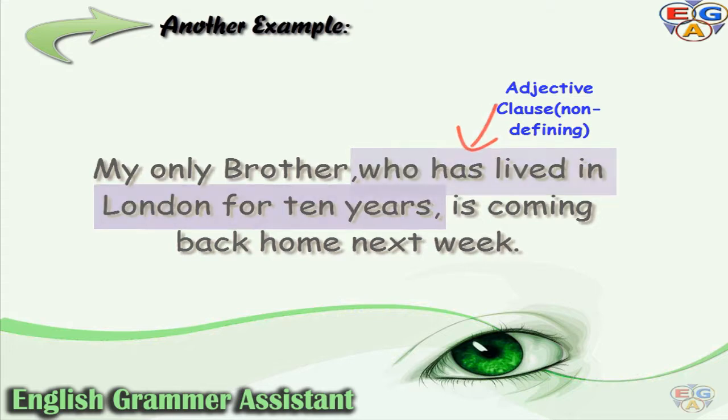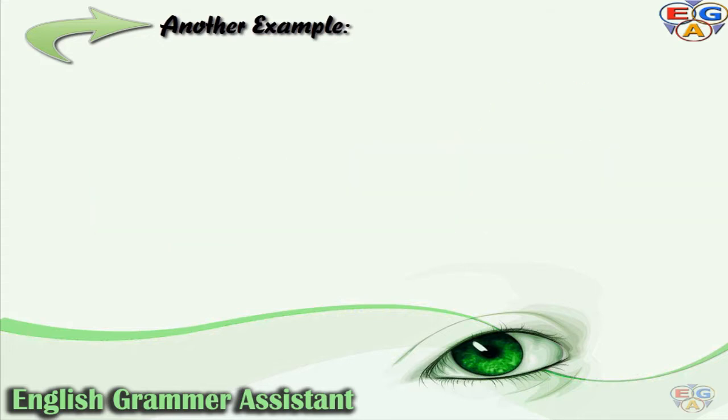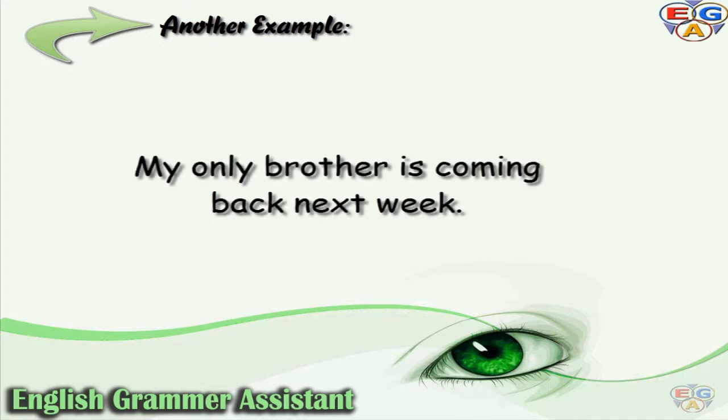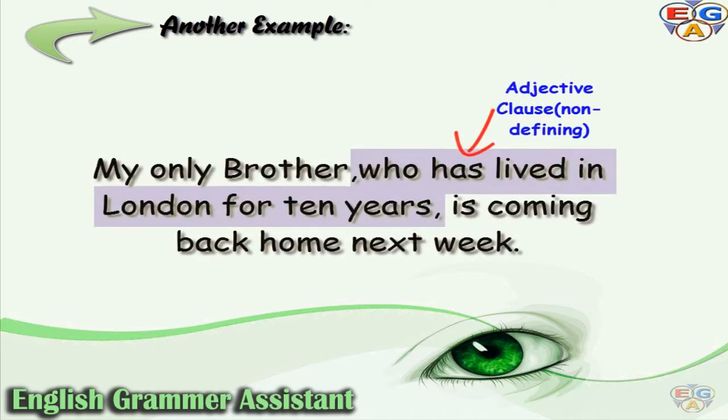If we eliminate the adjective clause, for example, and keep the main clause, the sentence will be like this: my only brother is coming back home next week. This sentence has a complete idea, and the noun, brother, that the adjective clause is describing is well known to the listener, and clearly defined. Therefore the function of the adjective clause here is just to describe the defined noun more. Note also that in this case the subject of the adjective clause is the connector, who, itself.